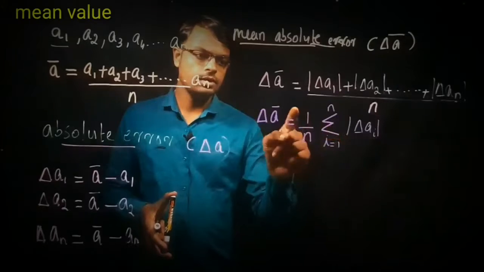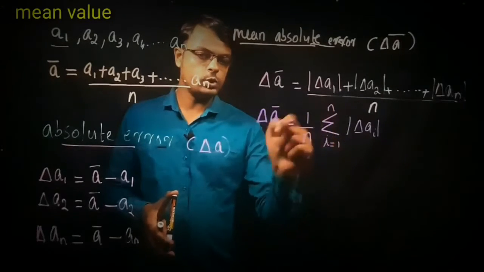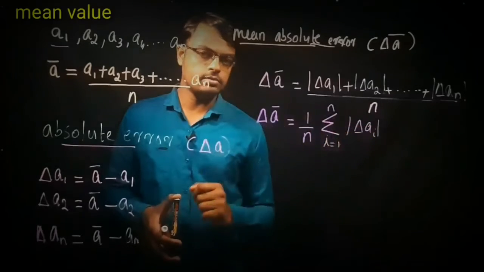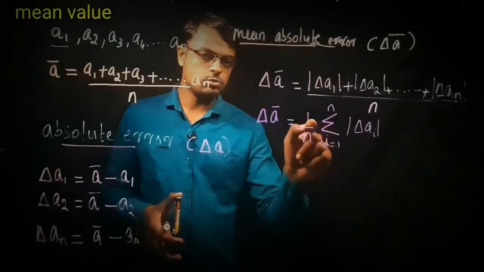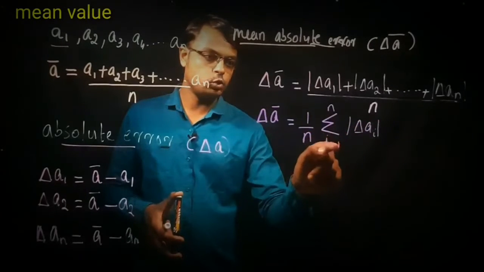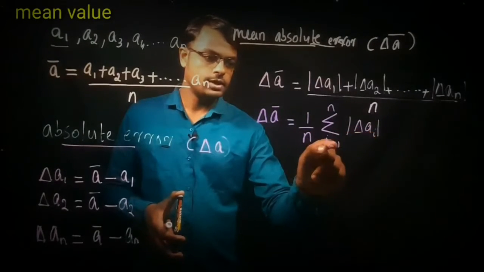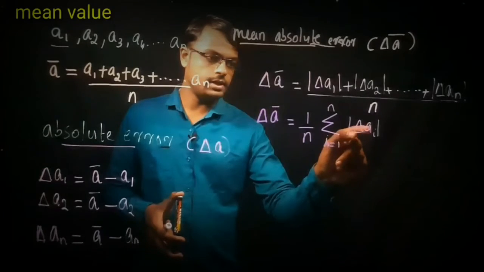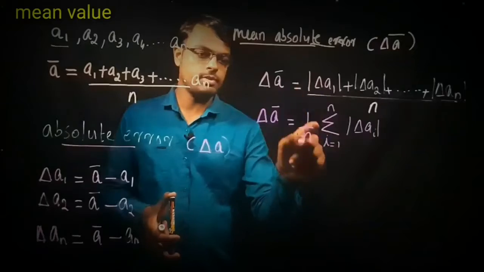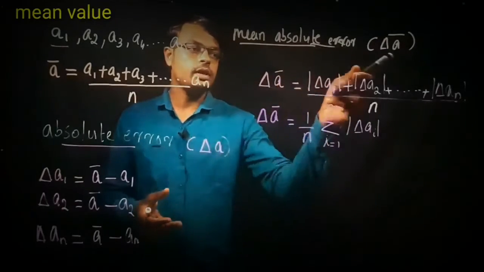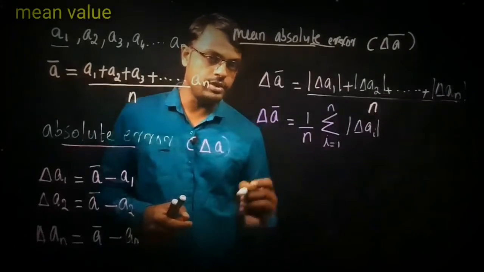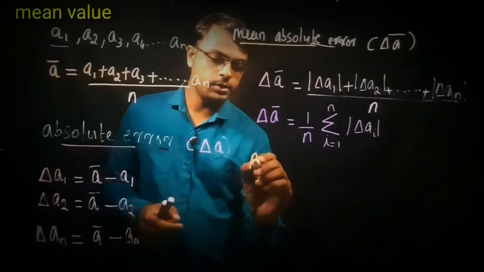What is the meaning here? 1 by n, i equal to 1 to n. If I substitute i equal to 1, it becomes delta A1. This symbol represents addition of all these values. Plus, the next value of i is 2, so delta A2. Next, after 2 comes 3, so delta A3, plus etc. So you will be getting the same value. This is the mathematical representation of the mean absolute error. The next one we are going to deal with is the relative error.